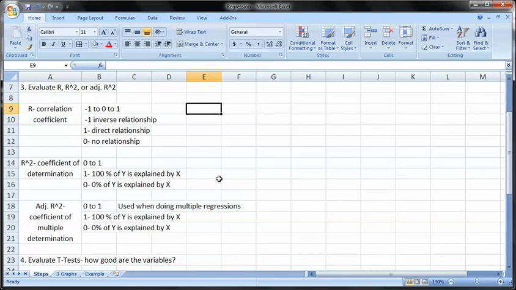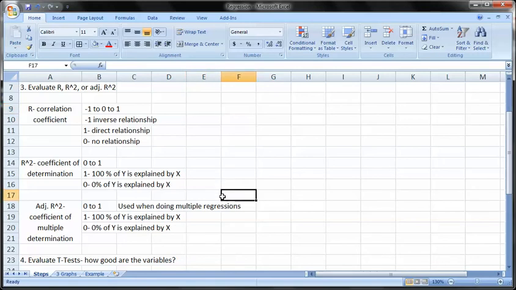The adjusted r squared, while not used in linear regressions, is used for multiple regressions. So it's interesting to note why we use that. The difference between the adjusted r squared and the r squared is that the adjusted r squared takes into account that you have multiple x's and reduces the r squared based on that information.